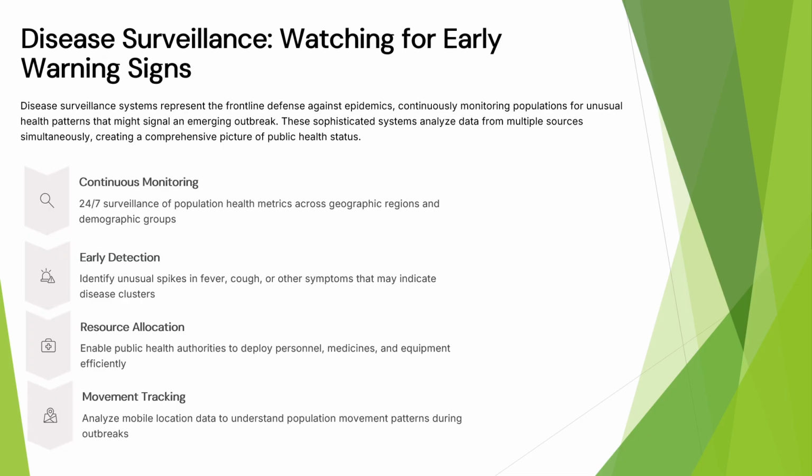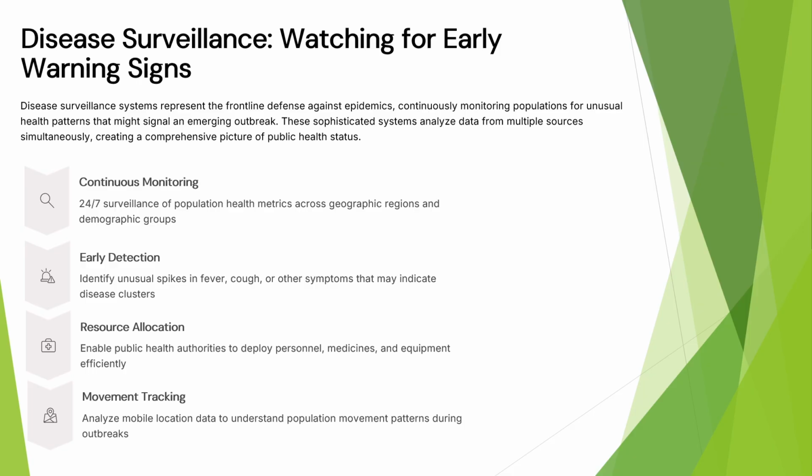Now talking about the role in disease surveillance. Disease surveillance systems represent the front-line defense against epidemics, continuously monitoring the population for unusual health patterns that might signal an emerging outbreak. This sophisticated system analyzes the data from multiple sources simultaneously, creating a comprehensive picture of public health status.